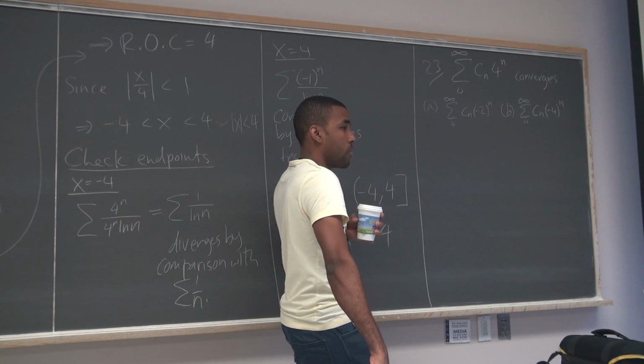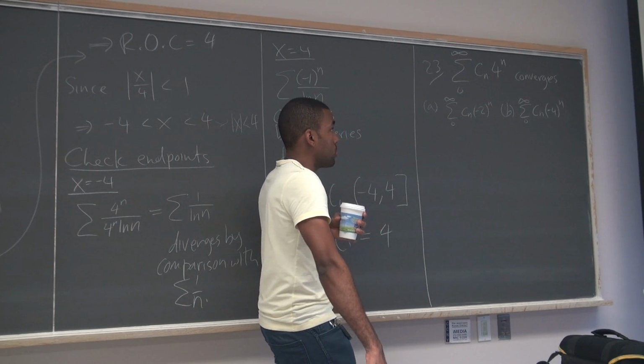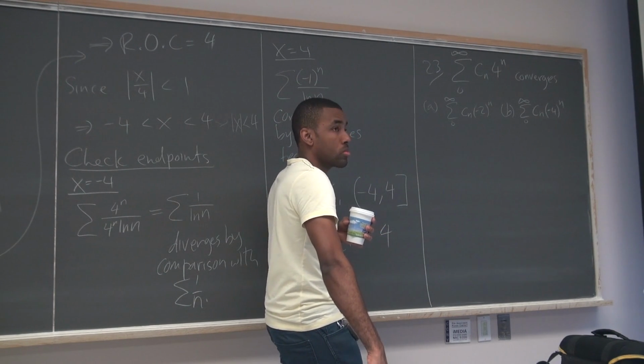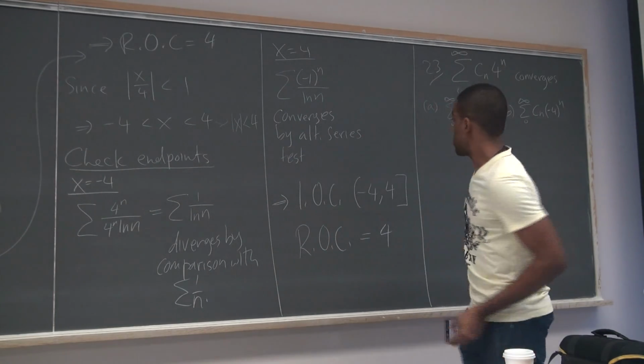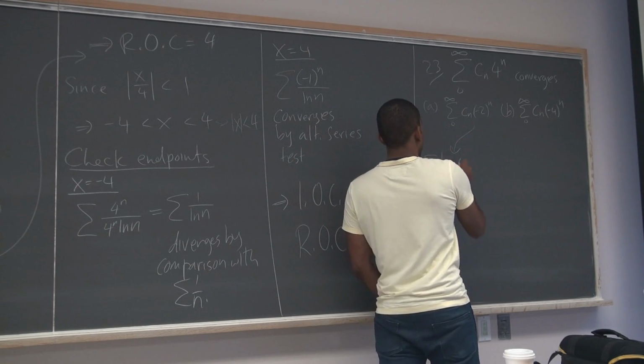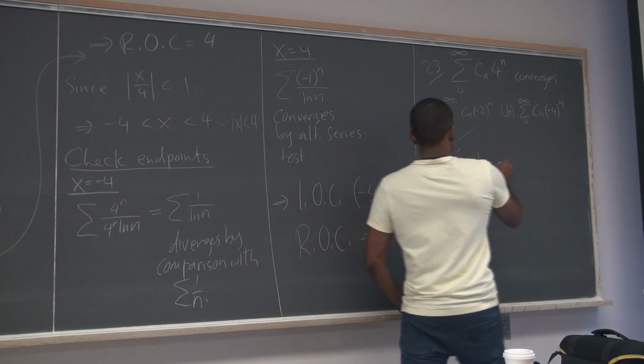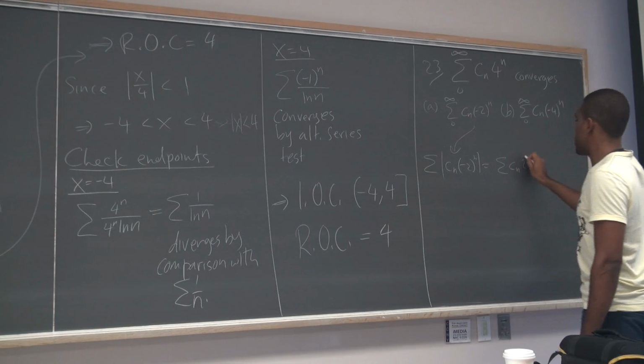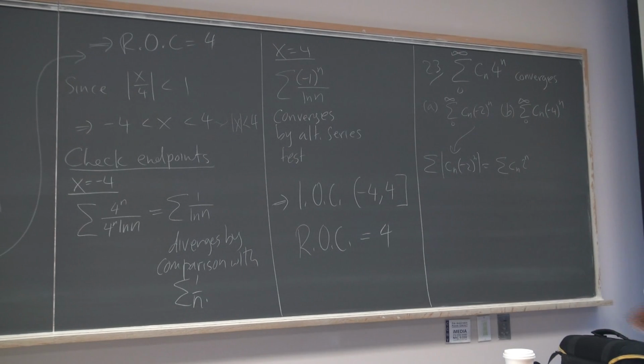We need more than that. Take the absolute value and get Cn 2 to the n. For this one, if I take the absolute value of Cn minus 2 to the n, I get the series of Cn 2 to the n, which is less than Cn 4 to the n. Yes, so it converges by comparison.